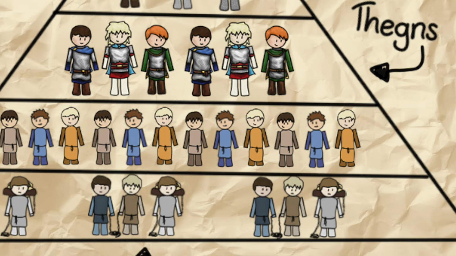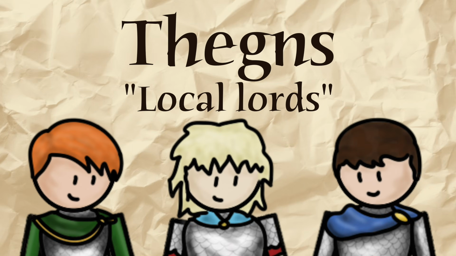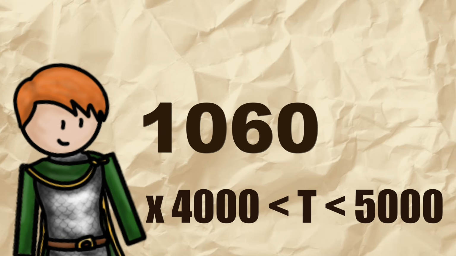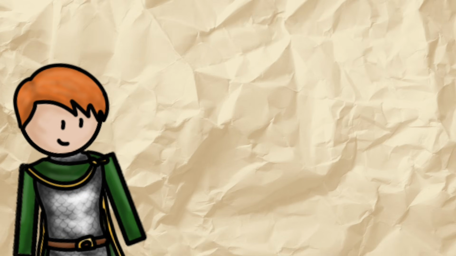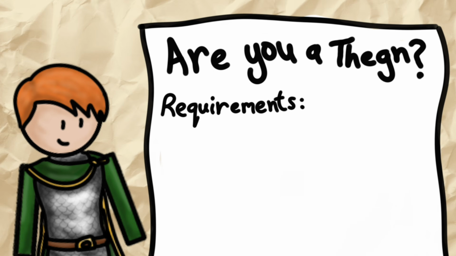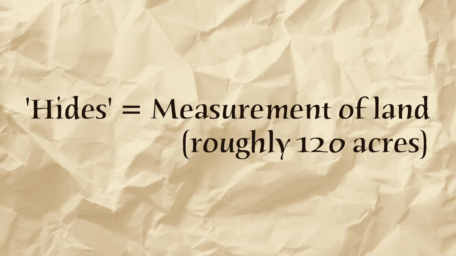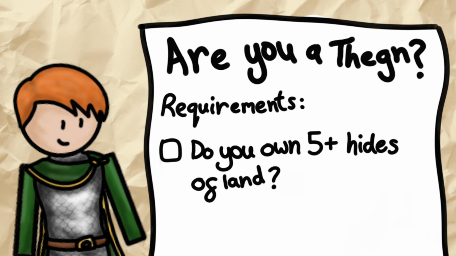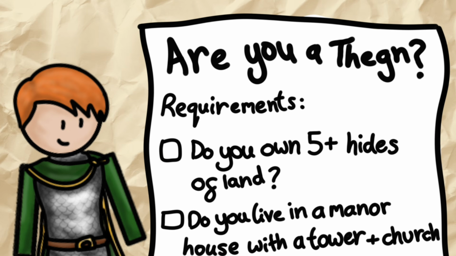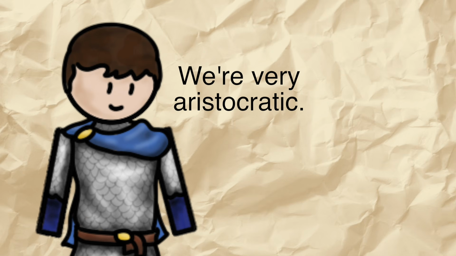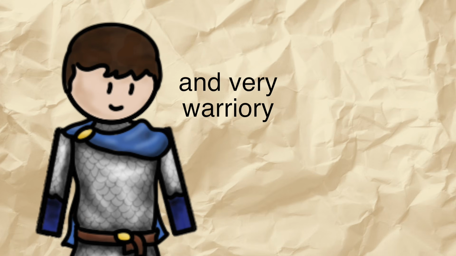Moving up the ladder, we find Thegns, local lords. By the year 1060, England had between 4,000 and 5,000 Thegns. In order to become a Thegn, you must meet certain requirements, such as owning more than 5 hides of land. Hides, by the way, was a measurement of land, roughly similar to 120 acres. Anyway, a Thegn must own more than 5 hides of land and live in a manor with a tower and separate church. Thegns formed part of the aristocracy. They were its warrior class.